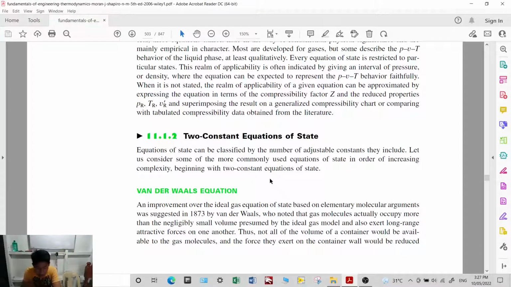The ideal gas equation is applicable only when the substance is in a gaseous state, no? So it cannot be applied to the two-phase region, or if you apply it to the vapor region, there is a large error. So there are improvements on that, one of which is the van der Waals equation.